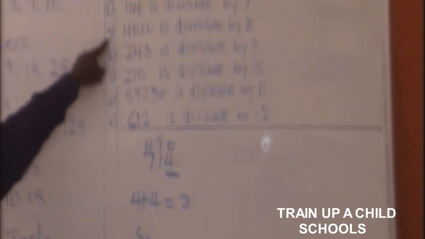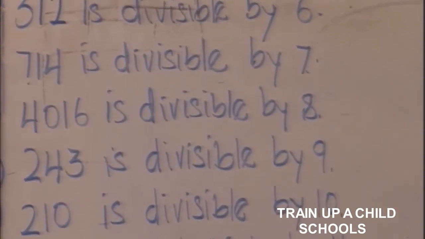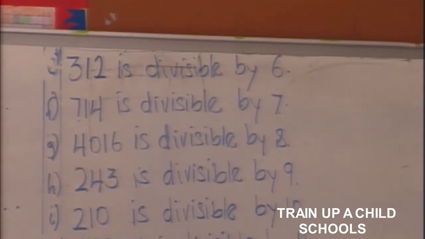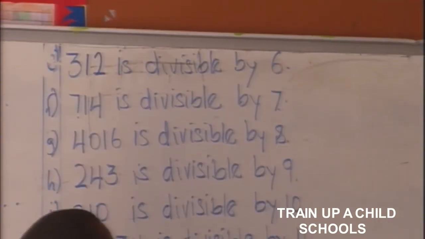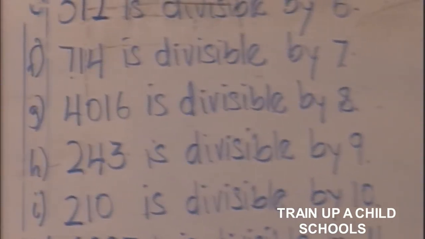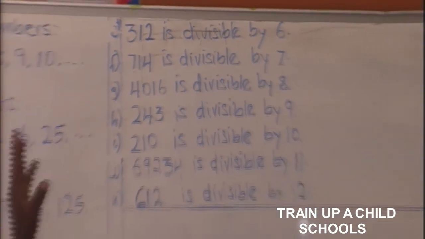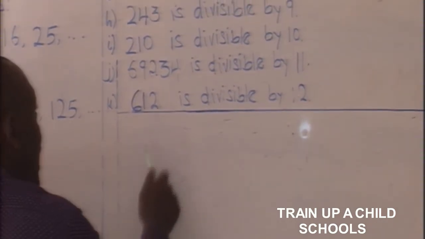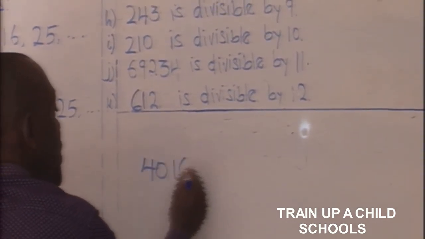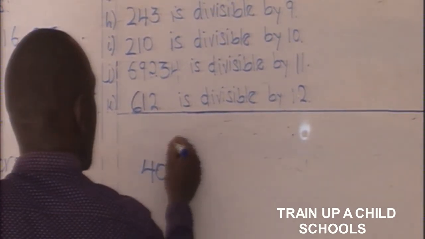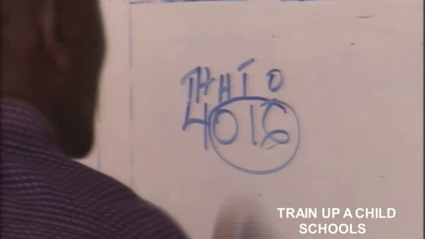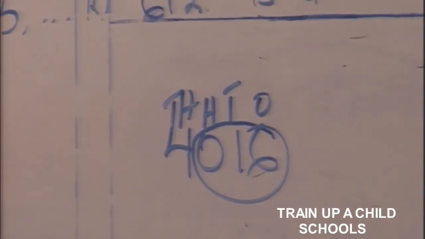Then we test for 8. While testing for 8, you must know that a number is divisible by 8 if the figure formed by the digits under the place values of ones, tens, and hundreds is either 0 or a multiple of 8. Like we've got 4,016. You say ones, tens, hundreds, and thousands. We are interested in 3 of them, ones, tens, and hundreds.